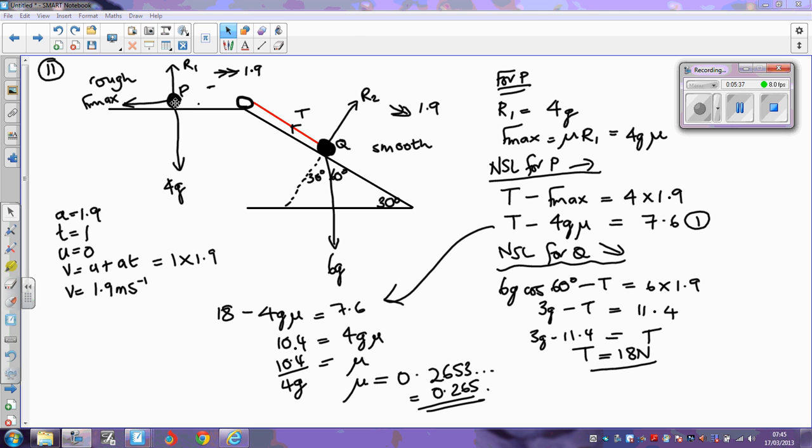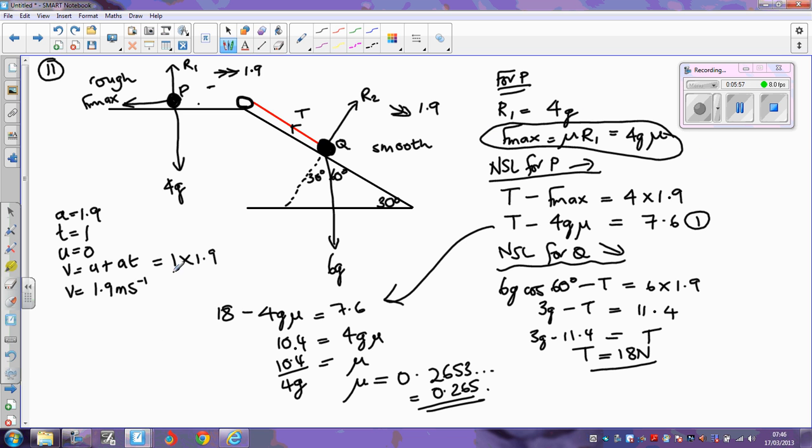If we look at the forces acting on P now, the only force acting is F max. F max is going to be the same, because R1 is still equal to 4g, so F max is exactly the same as it was before. Up here we can see that F max is 4g mu, and we know what mu is, so F max is still the same as before. F max is 4g mu, and I'm going to keep it as 4g mu for now.